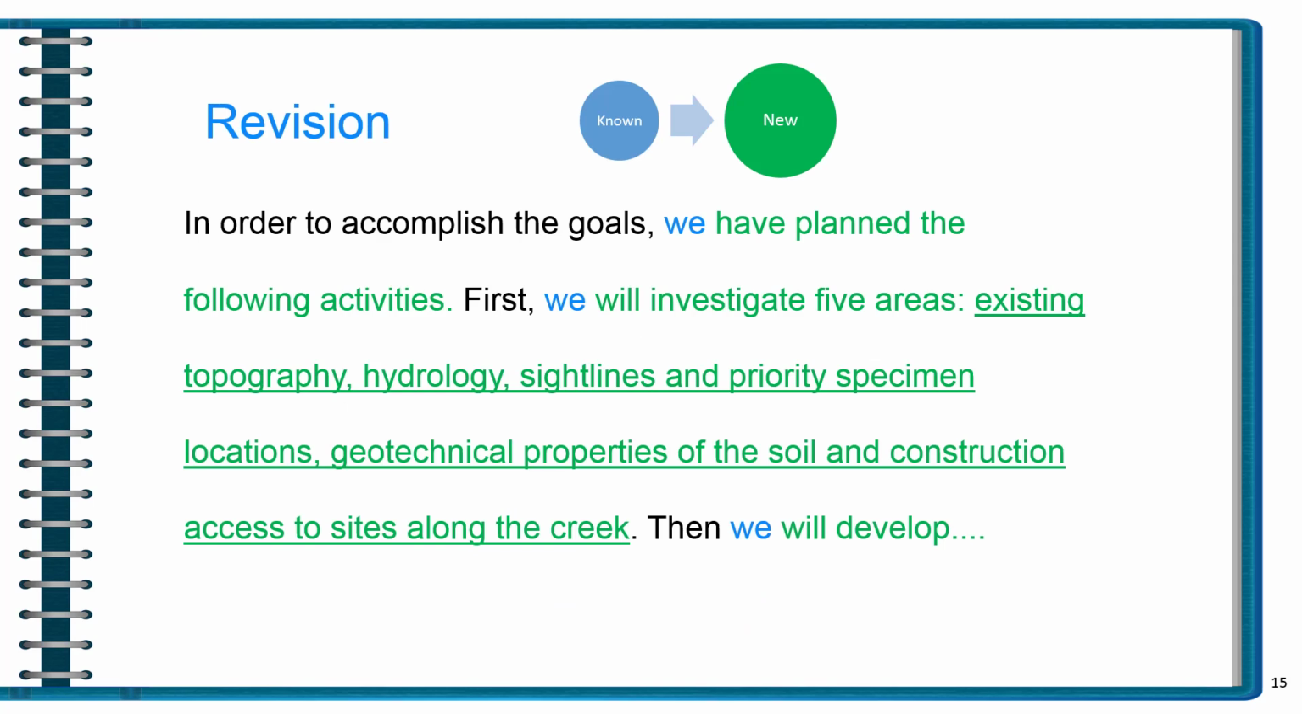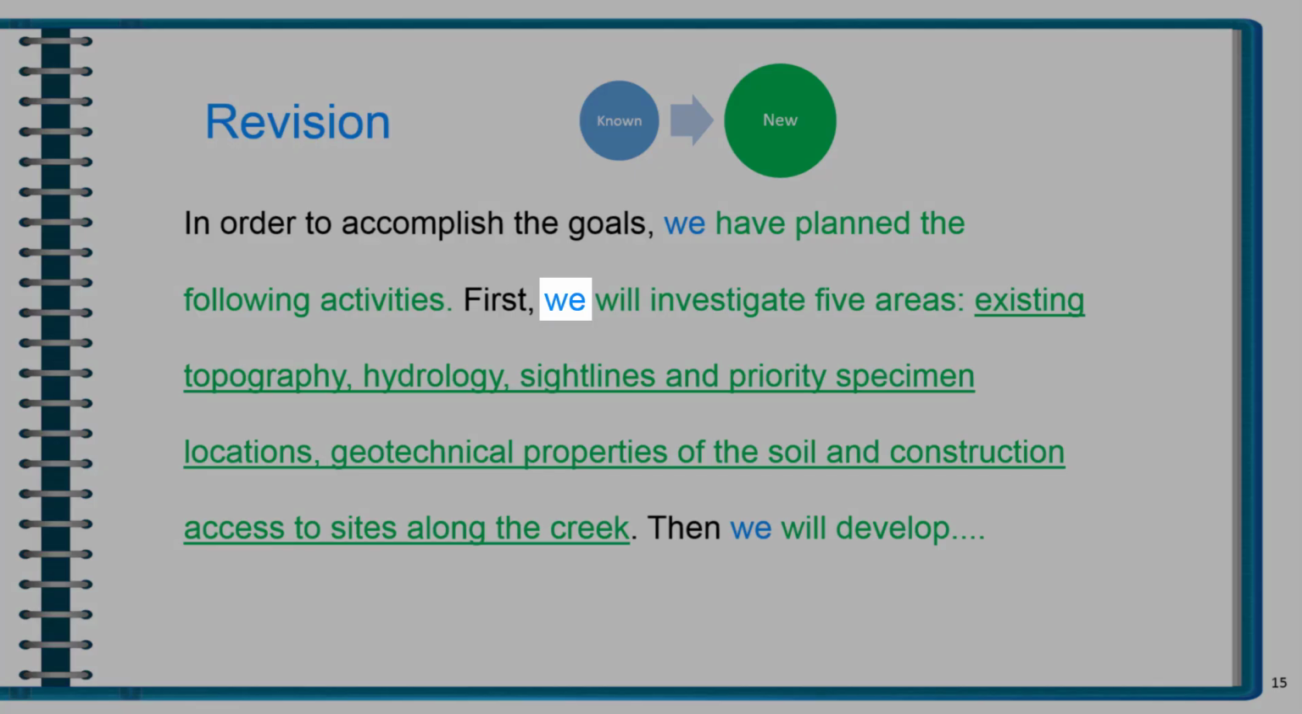Here is a possible revision to the previous example. In order to accomplish the goals, we have planned the following activities. First, we will investigate 5 areas: existing topography, hydrology, sightlines and prior specimen locations, geotechnical properties of the soil, and construction access to sites along the creek. Then we will develop.